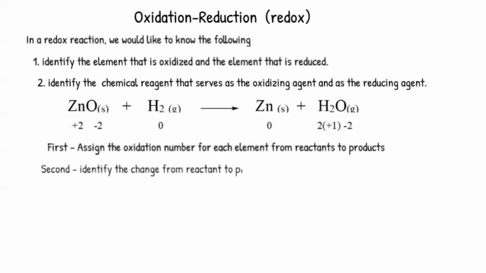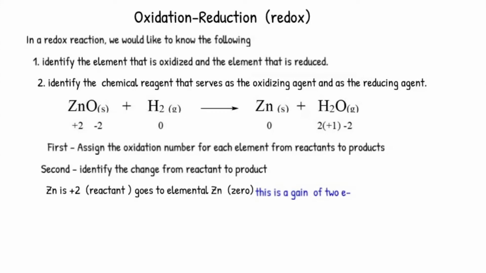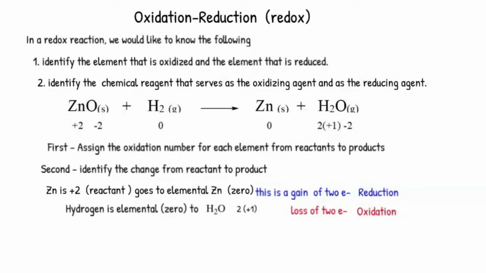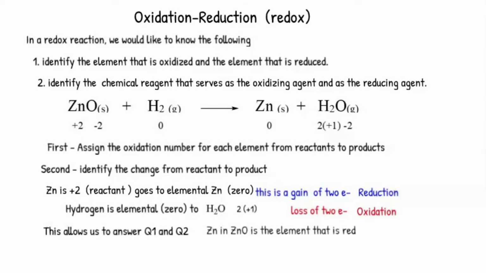Second, identify the change from reactant to product between similar chemical species. Zinc going from +2 to 0, there is a gain of 2 electrons for zinc. This is a reduction. Hydrogen is elemental. It goes from 0 to +2. There is a loss of 2 electrons. This is an oxidation. This allows us to answer question 1 and question 2. Zinc in zinc oxide is the element that is reduced, and zinc oxide, ZnO, is the oxidizing agent. H2 is oxidized and is also the reducing agent.